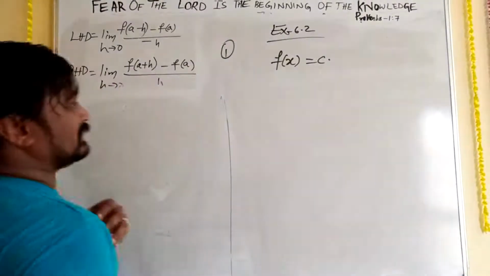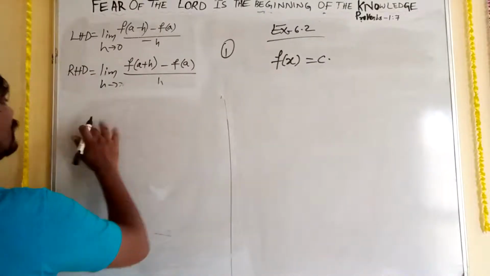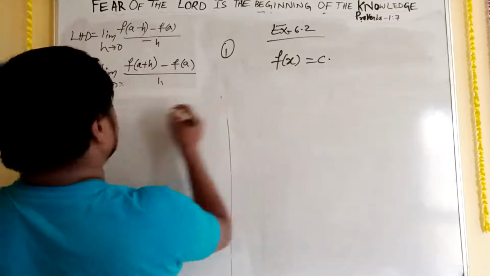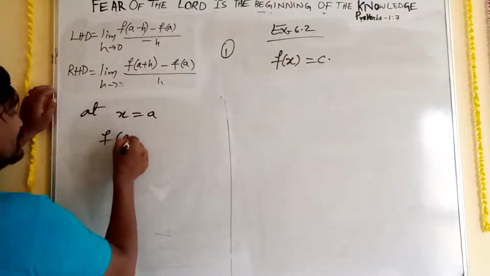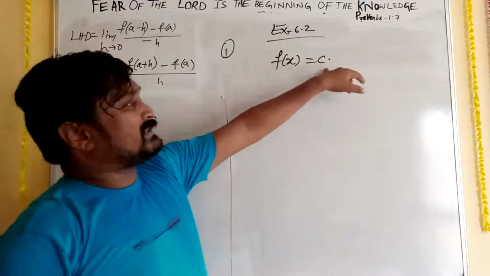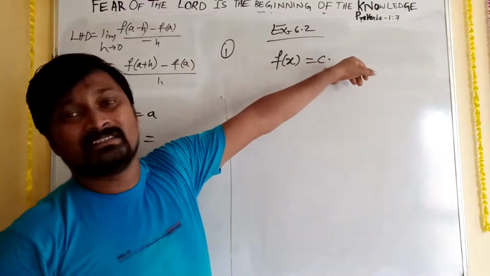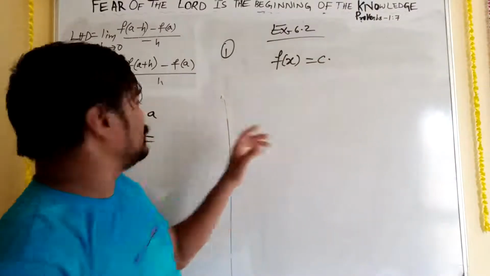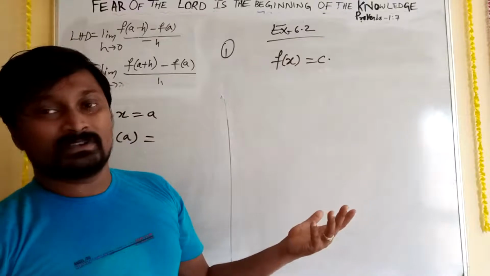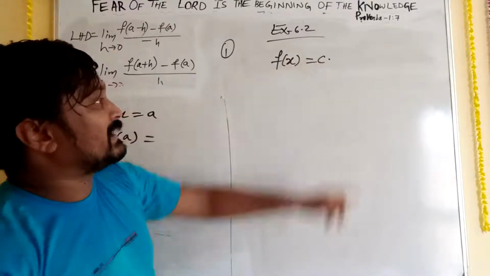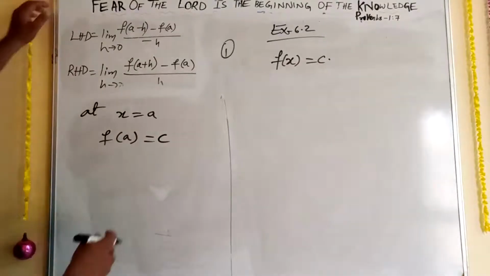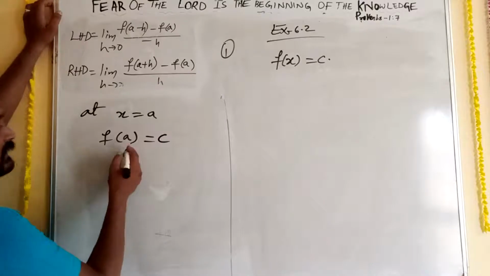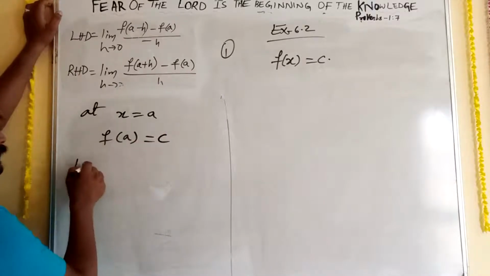Okay, so first at x is equal to a we will find. So f of a is equal to c, because substitution is only possible where x is there. If x is there, we will substitute. Otherwise, it is not possible to substitute. So f of a is equal to c. Right, Priyanshi, yes, it is correct.